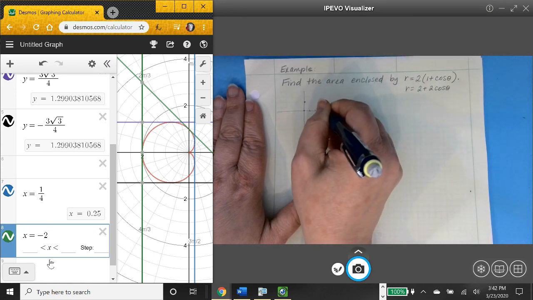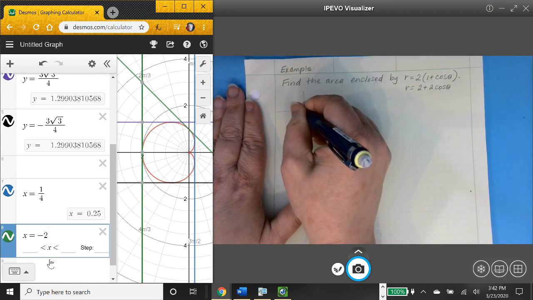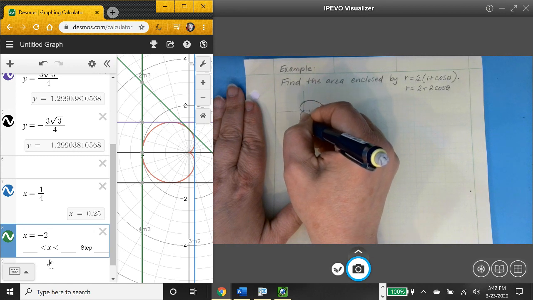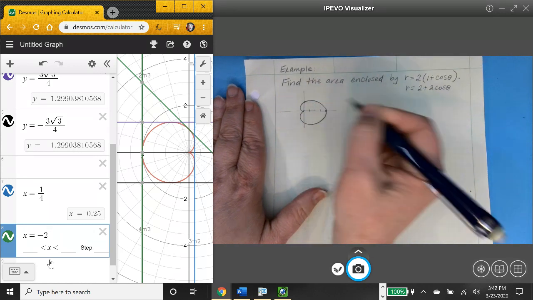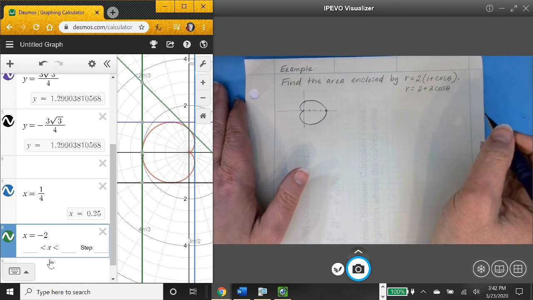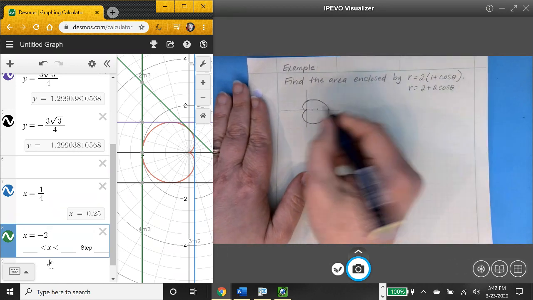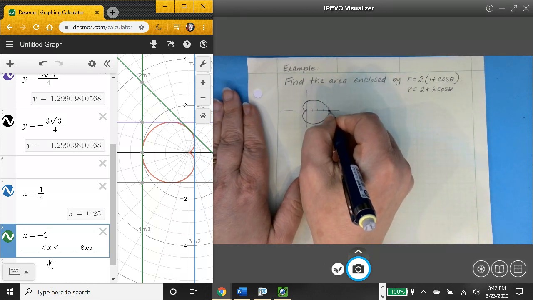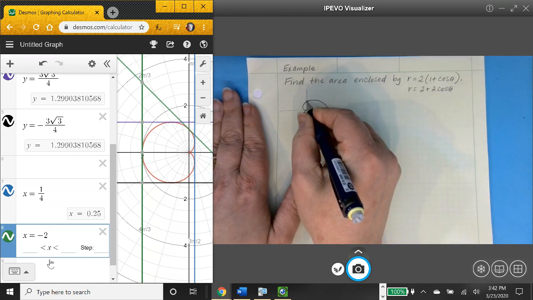So it's going to go to 0, and then it's symmetric, so it's going to bounce off and do this. So that's our cardioid. And I want to find the area enclosed by the cardioid. Okay, so we knew that this is 0 rotation, this was pi over 2, and this is pi.